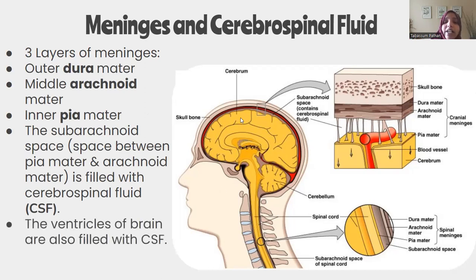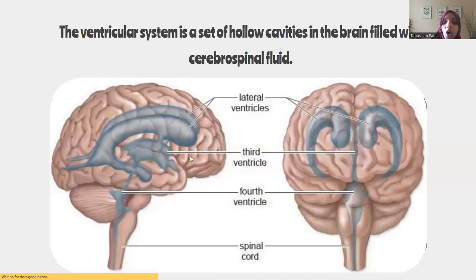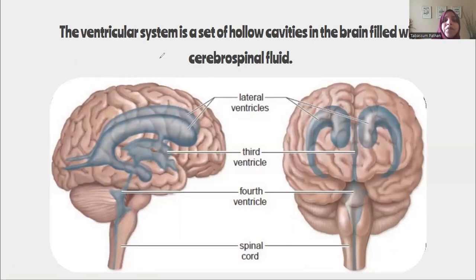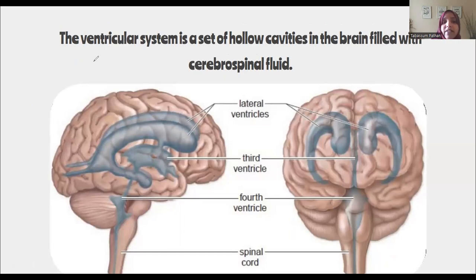Also, there are certain cavities in the brain known as ventricles. They are also filled with cerebrospinal fluid. What is this cerebrospinal fluid? We will be seeing in a short while. Before that, just have a look at the cavities of the brain. They are known as the ventricles. The ventricle system is a set of hollow cavities in the brain which is filled with this cerebrospinal fluid.